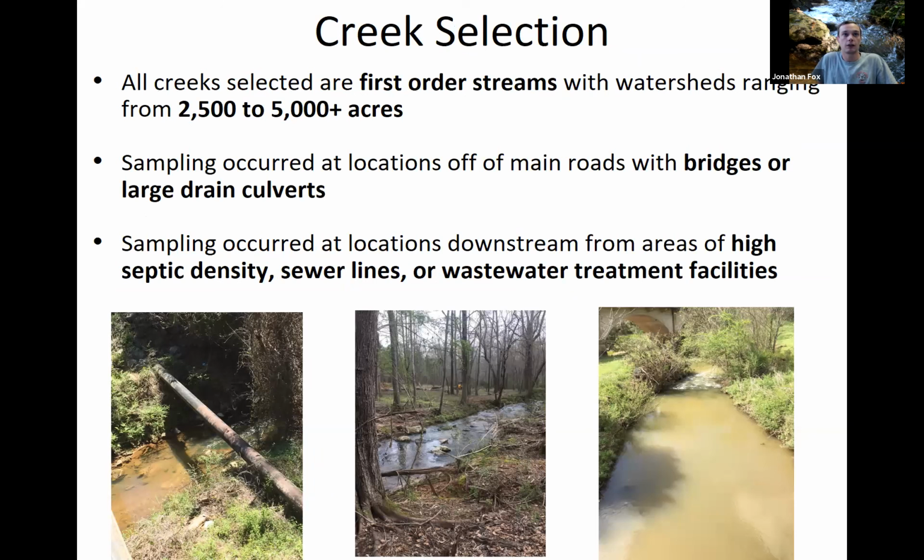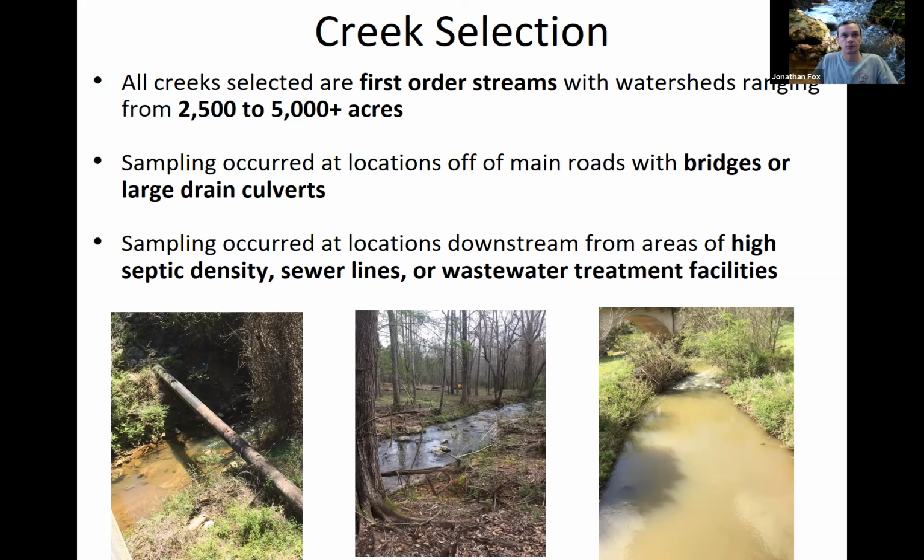So the creeks that we selected, they're all first order streams, and they range from about 2,500 to over 5,000 acres. So they're a good range of size. The sampling that I did all occurred off of main roads with bridges or large drain culverts, just to have the same amount of traffic, oil, Zaxby's cups, inputs on all the different creeks. Everyone's about the same pollution. Sampling occurred at locations that were downstream from areas of high septic density, sewer lines, or the wastewater treatment facilities.